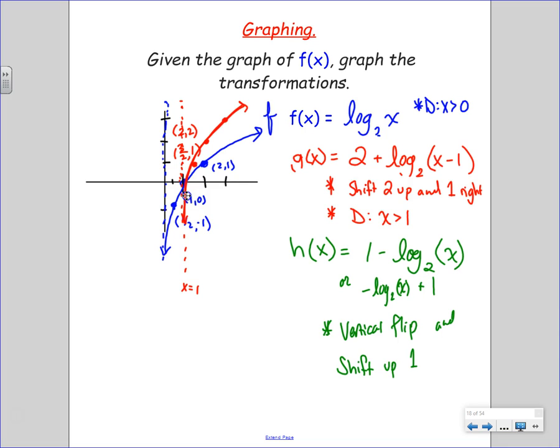How many of you got that one mostly right, g of x? Mostly right. Like maybe one little baby mistake. You got the shift up 2 and over 1? Yes. Okay, h.